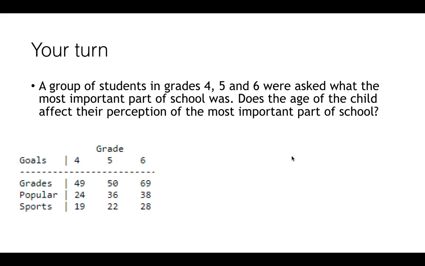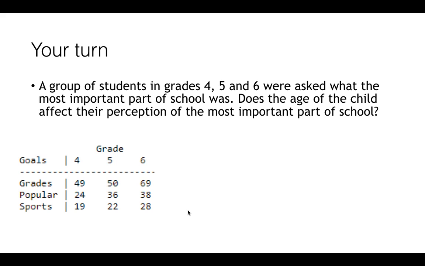Okay, your turn then. A group of students in grades 4, 5 and 6 were asked what the most important part of school was. I would like you to work out whether or not the age of the child affects their perception of the most important part of school. So these are the 3 options they were given. They could either say that grades were the most important, being popular was the most important, or doing sports was the most important. And they were asked in grade 4, in grade 5 and grade 6. And this is how many students gave that response.